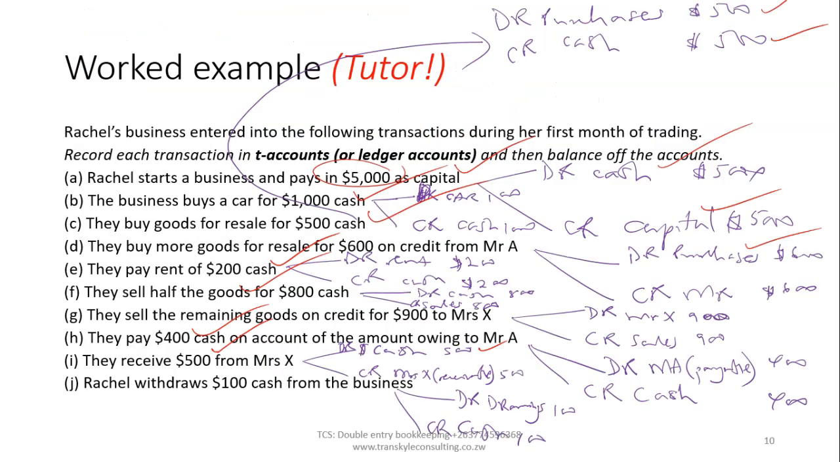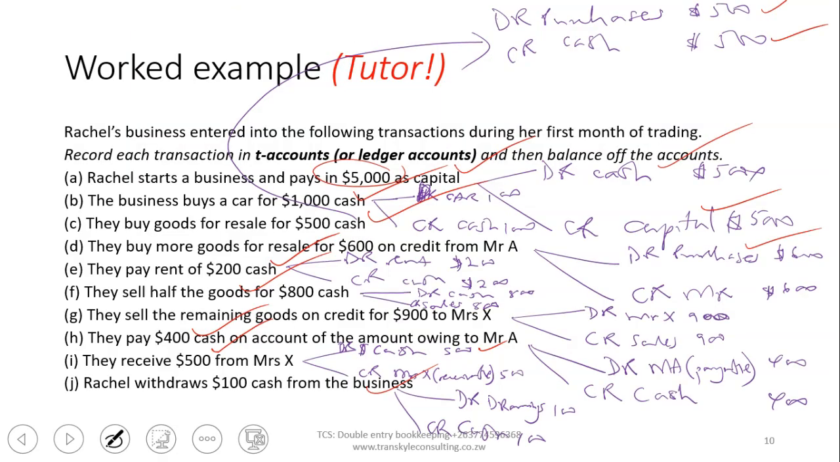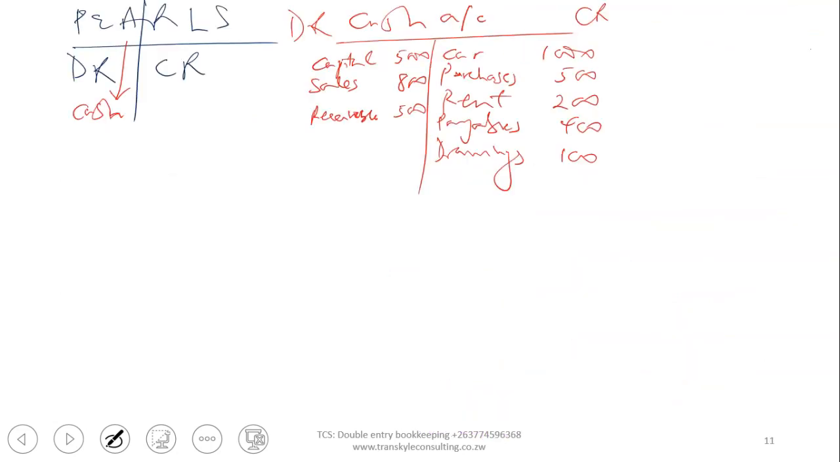Okay, another transaction relating to cash. Rachel withdraws $100 cash from the business. So there are some drawings there. Drawings, $100. Okay, so it seems we have exhausted everything to do with cash. So we then have to total up the accounts as we have read there.